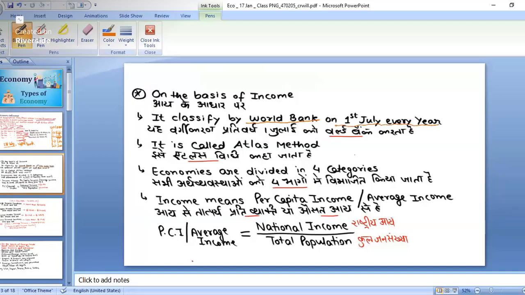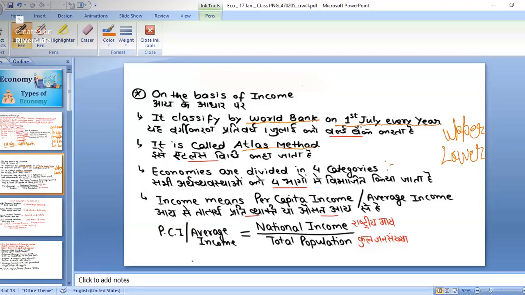On 1st July, some countries' income, since they are developing countries, might go into the level of lower middle income countries. Their income might go into the level of upper middle income countries. So it is divided every year. On 1st July, the World Bank announces this. This method of classification on the basis of income is known as the Atlas method. So economies are divided into four categories.